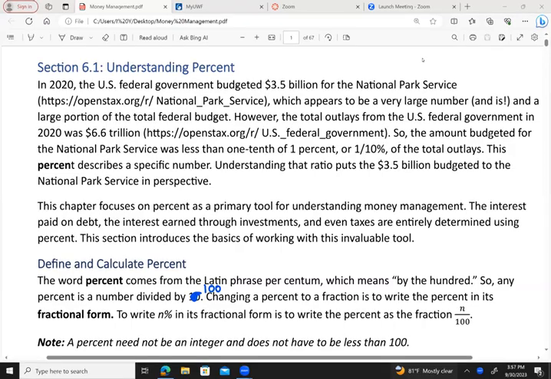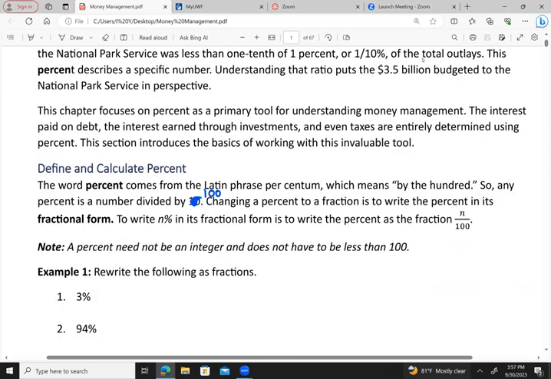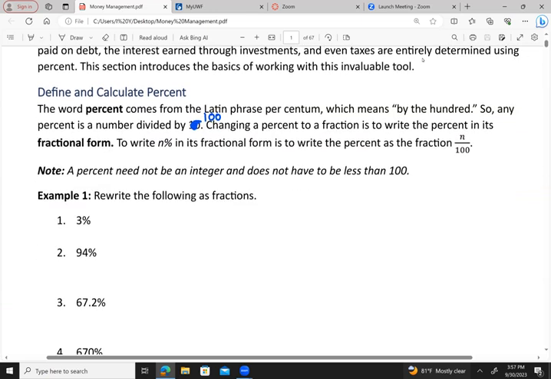Okay, today we're looking at section 6.1, understanding percent. The word percent comes from the Latin phrase percentum, which means by the hundred. So, any percent is a number divided by 100. Changing a percent to a fraction is to write the percent in fractional form, as the fraction n over 100. Keep in mind a percent need not be an integer and does not have to be less than 100.